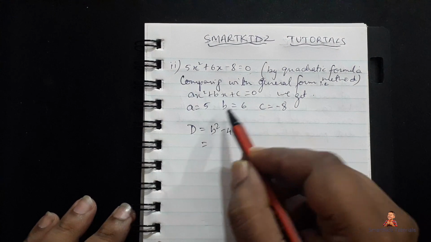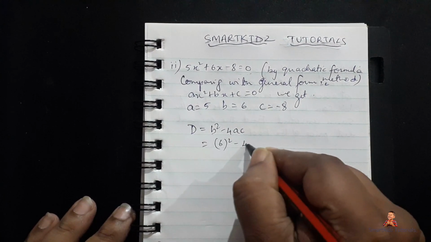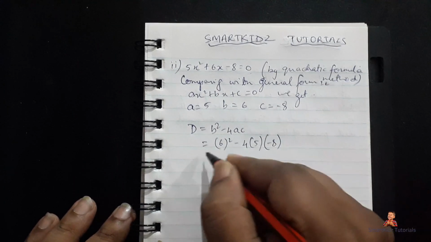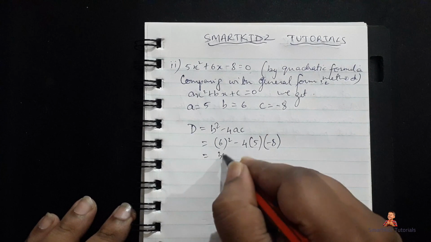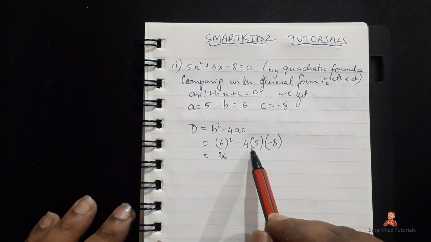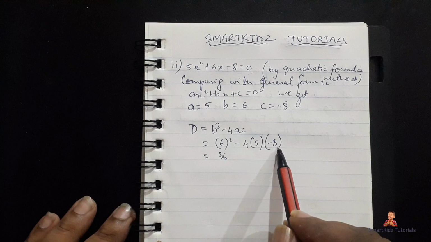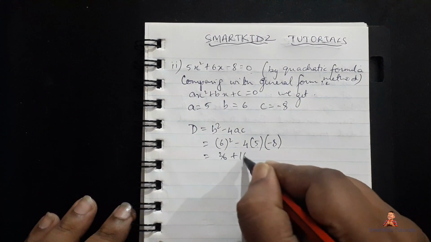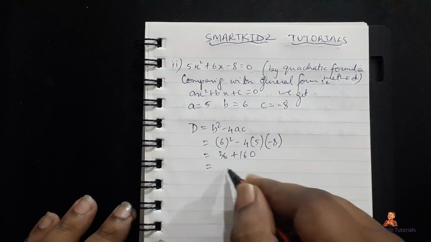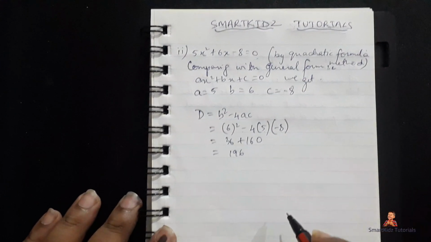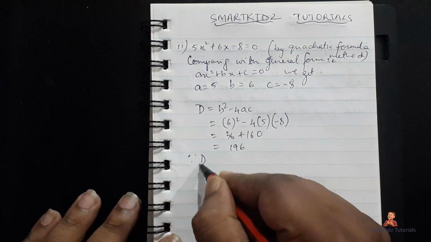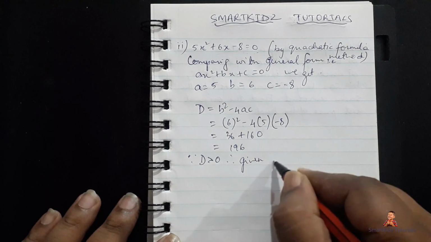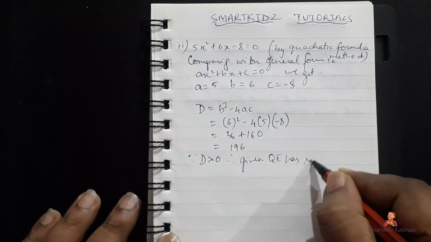So b is 6, so 6 whole square minus 4 into a into c minus 8. 6 whole square is 36. Now 4 into 5 is 20, 20 into 8 is 160, and minus becomes plus, so that means plus 160, and we get D equal to 196. Now I can write, since D is greater than 0, therefore the given quadratic equation has real roots.